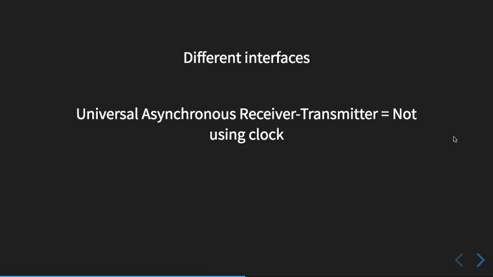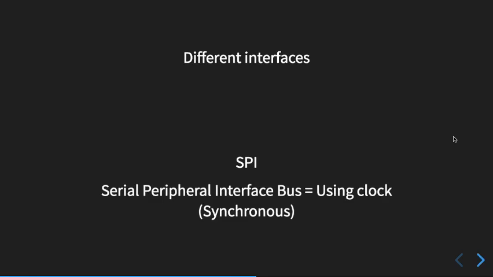There are a few interfaces available with this Raspberry Pi. UART, Universal Asynchronous Receiver Transmitter, and the second one is SPI. SPI is a serial peripheral interface bus.